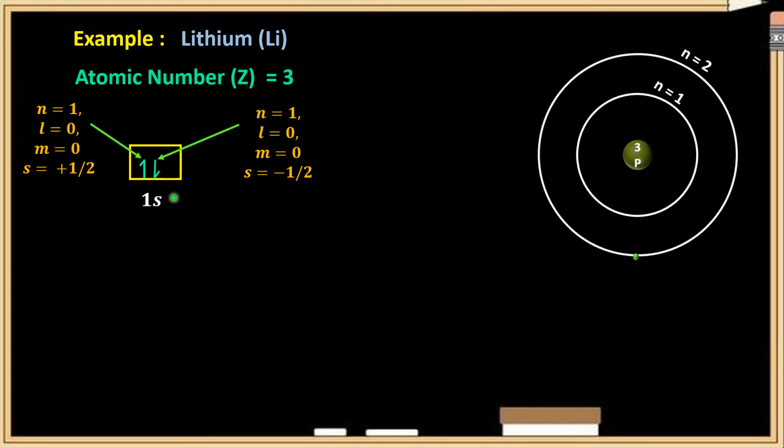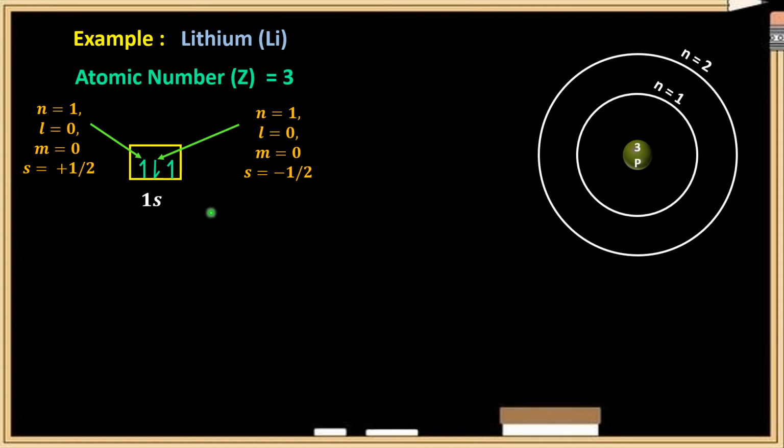Isn't it? So here these two electrons have the same values of n, l, m, but they differ in their s values. That means we can put a maximum of 2 electrons only. If you try to place this electron in the same orbital, see what happens. If you want to write the 4 quantum numbers for this, again we have to write these quantum numbers only. That means it violates the Pauli's exclusion principle.